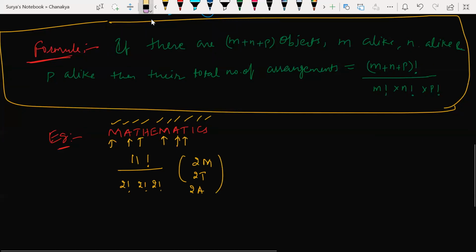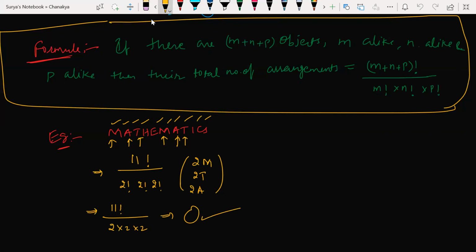So this is what is given to you, and this is the answer. 11 factorial divided by 2 into 2 into 2. Just solve this. Whatever answer you get, that is what your answer is going to be.